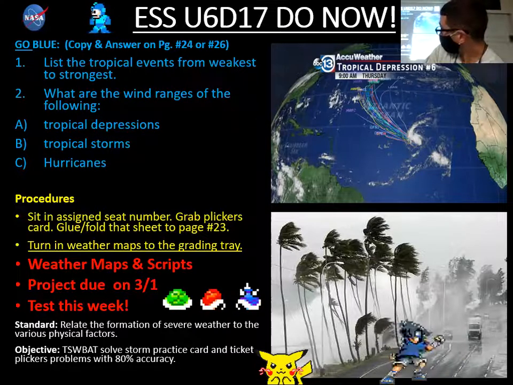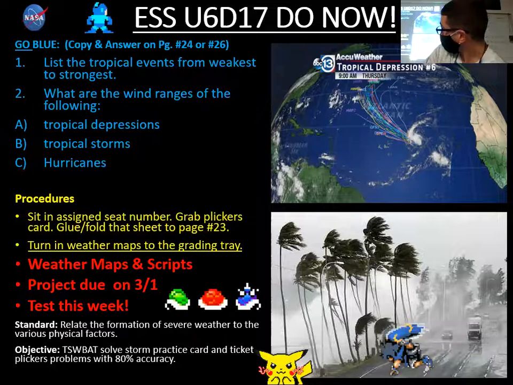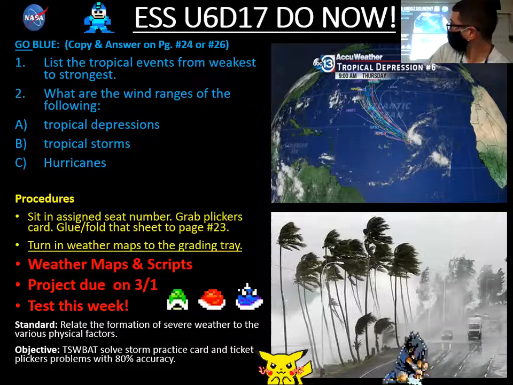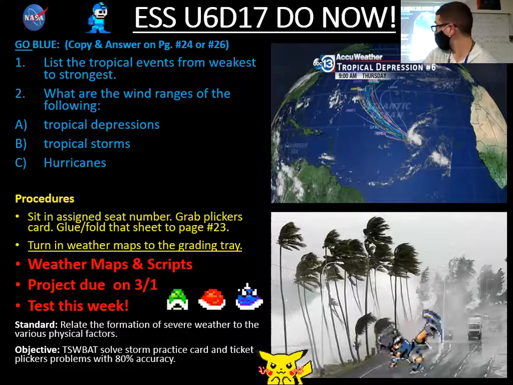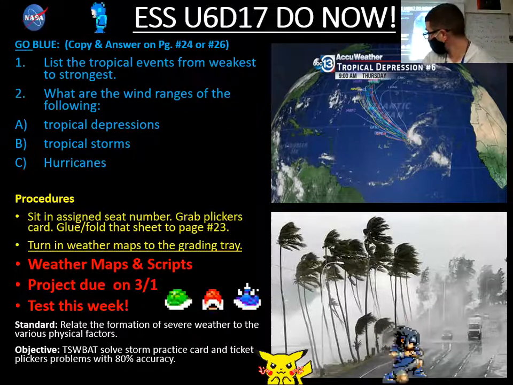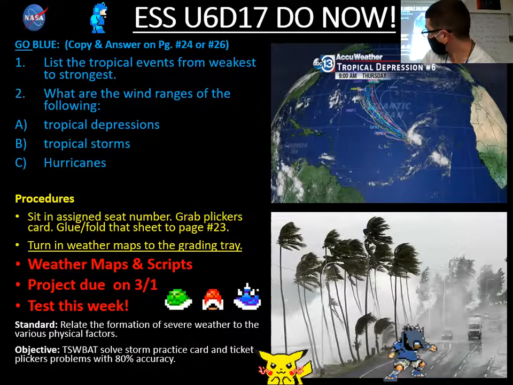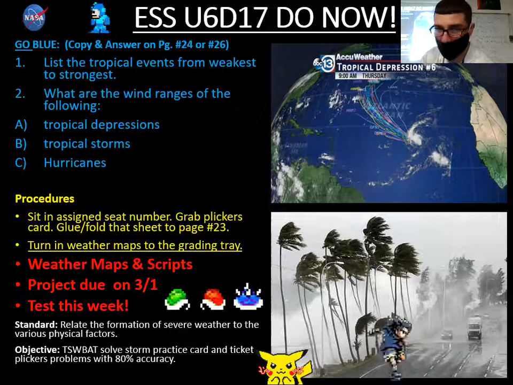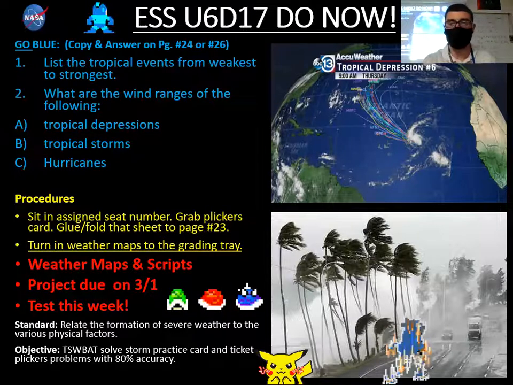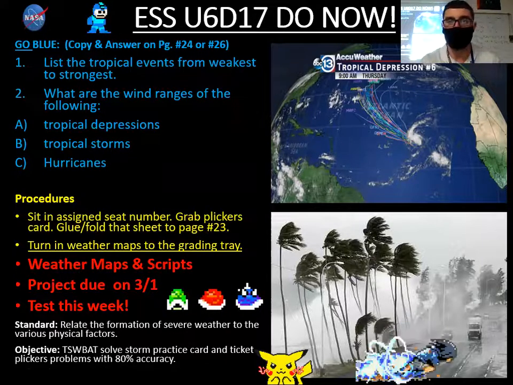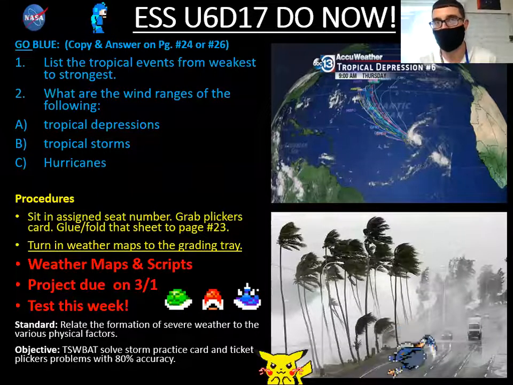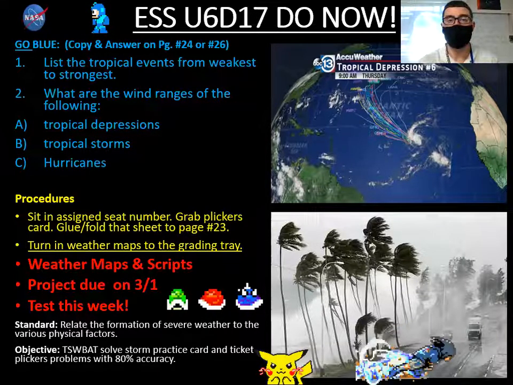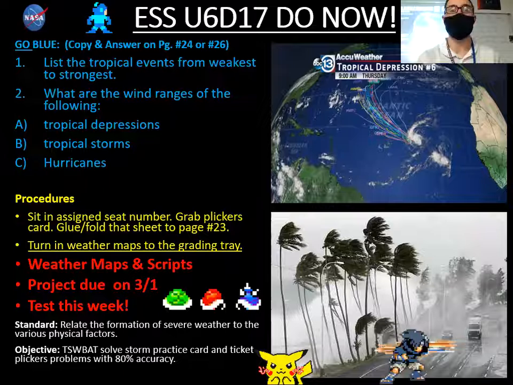Let's take a look at numbers 1 and 2. It says right here, list the tropical events from weakest to strongest on page 24. So you have to know those. And number 2, what are the wind ranges of the following: depression, storms, and hurricanes? If you have any input on those, I'll give you 10 seconds to add to the chat. Otherwise, we'll lead the way because we did not have any in-person students last week, so I'm going to lead the way on that.